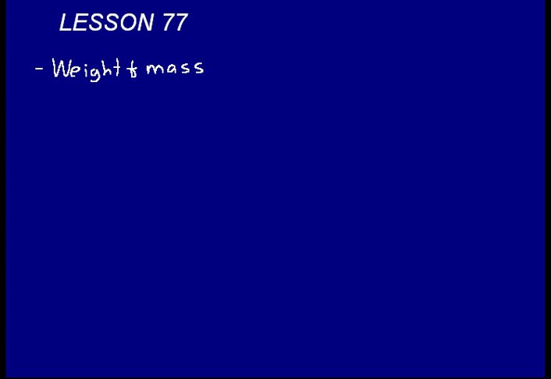Lesson 77 is about converting units of weight and mass. And remember, back in Lesson 74, we just did converting of units of length. In that lesson, we had a table that had U.S. customary system units and also metric system units for length. Here, if you look on page 398, we have a table for U.S. customary system units for weights and metric system units for weights.